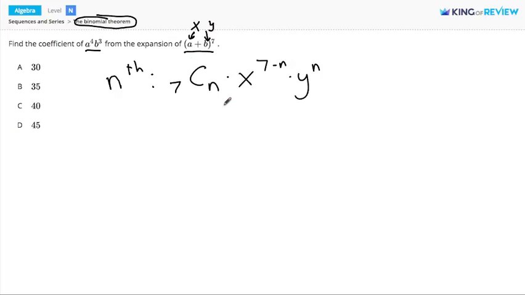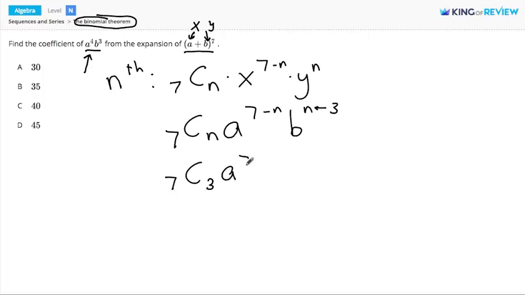So, if we substitute a for x and b for y, this gives us 7Cn a to the 7 minus n b to the n. Now we want the term that has a to the fourth b to the third. If we substitute 3 for n, we get 7C3 a to the 7 minus 3 b to the third. And since 7 minus 3 is equivalent to 4, we can see that this is the term that has a to the fourth times b to the third.